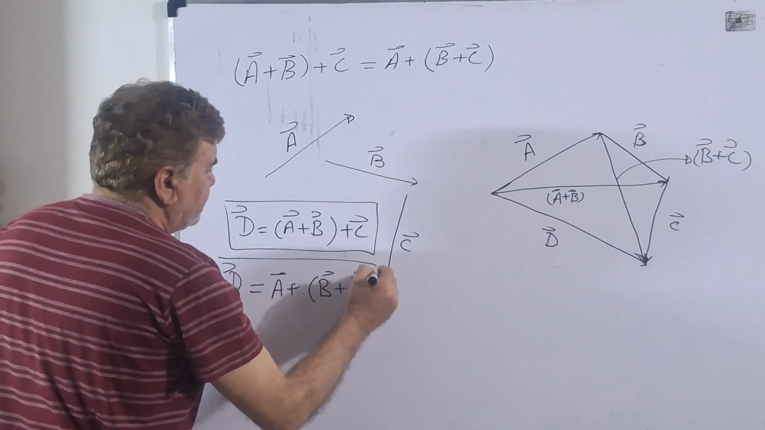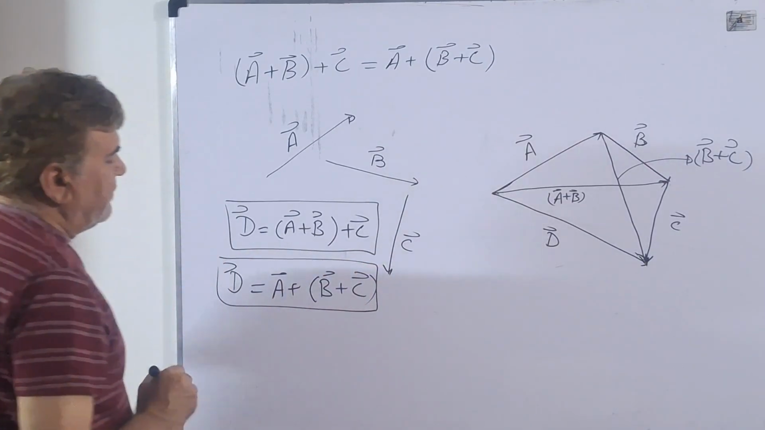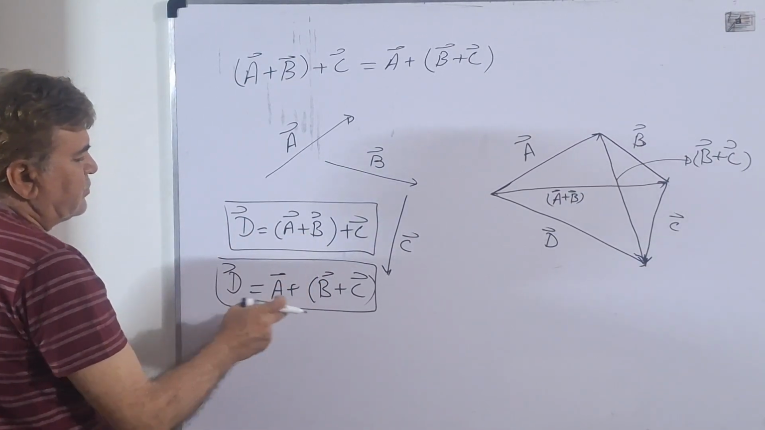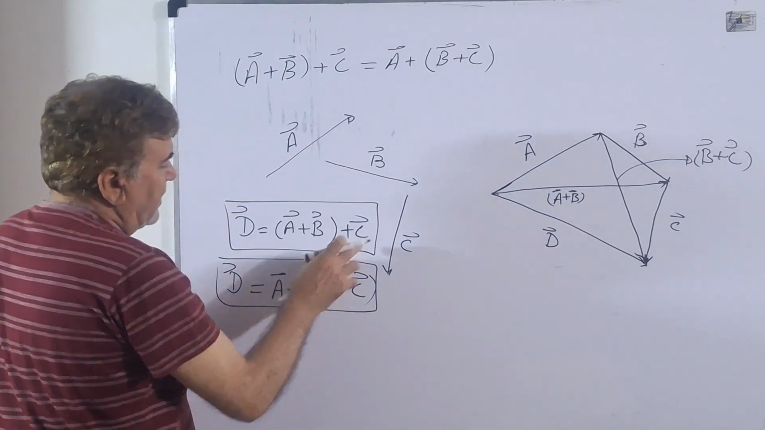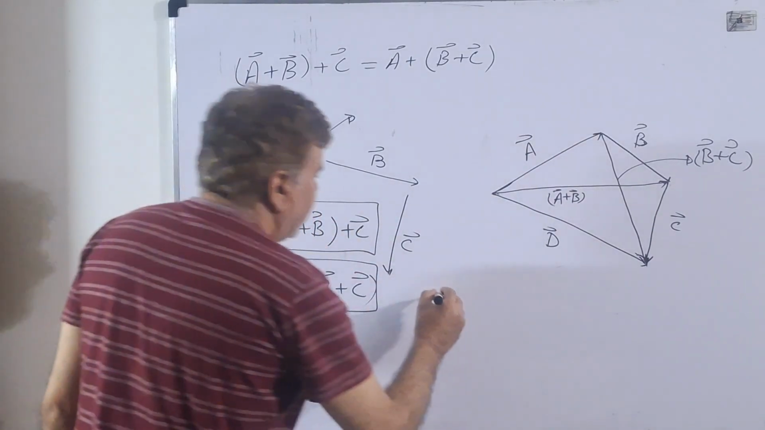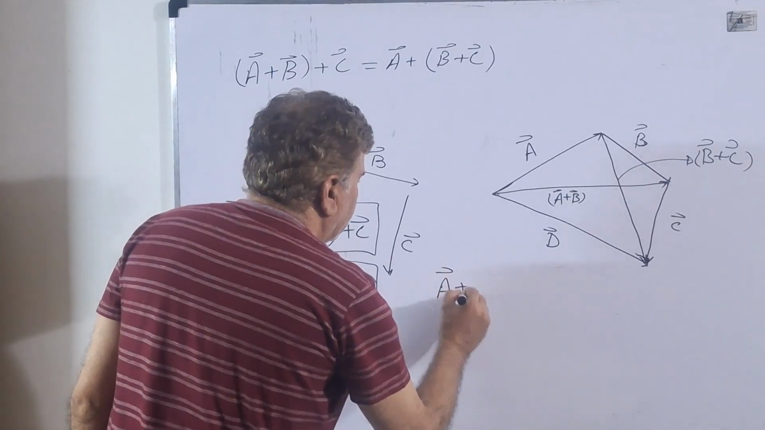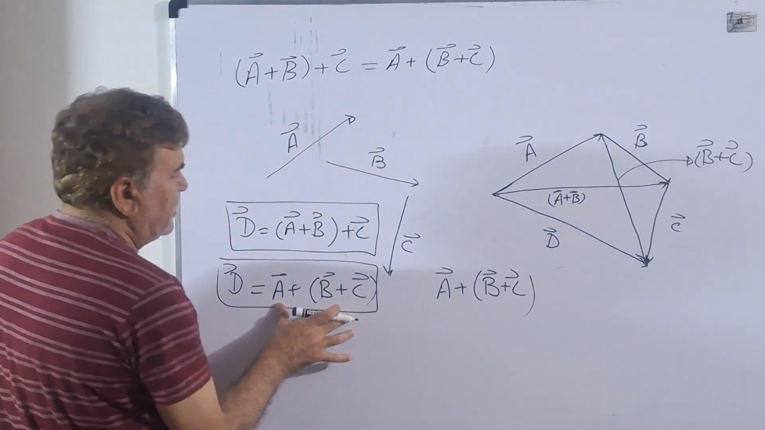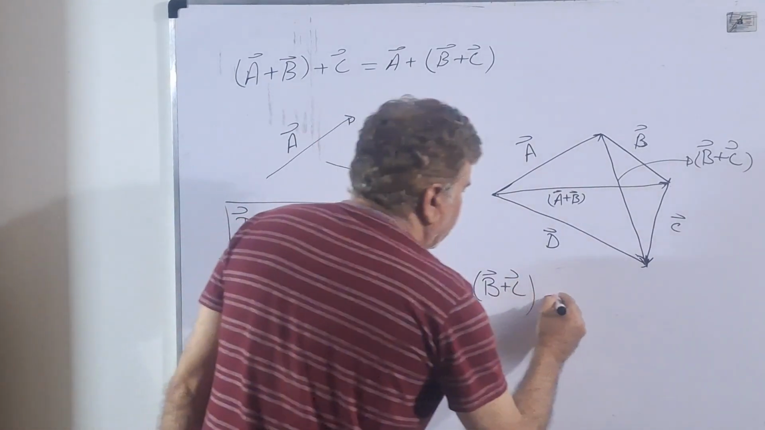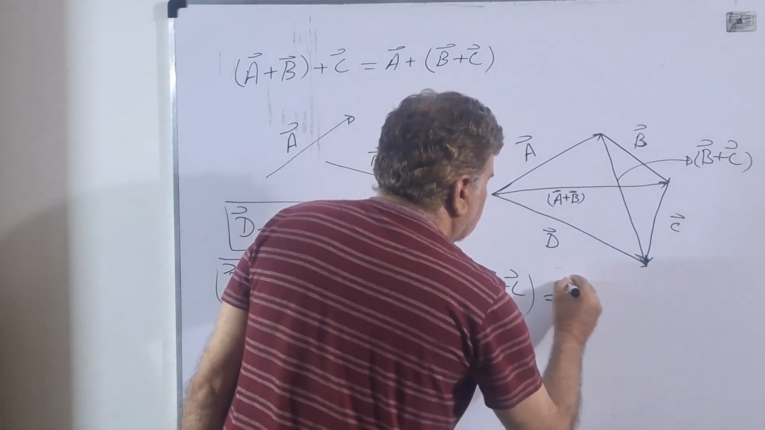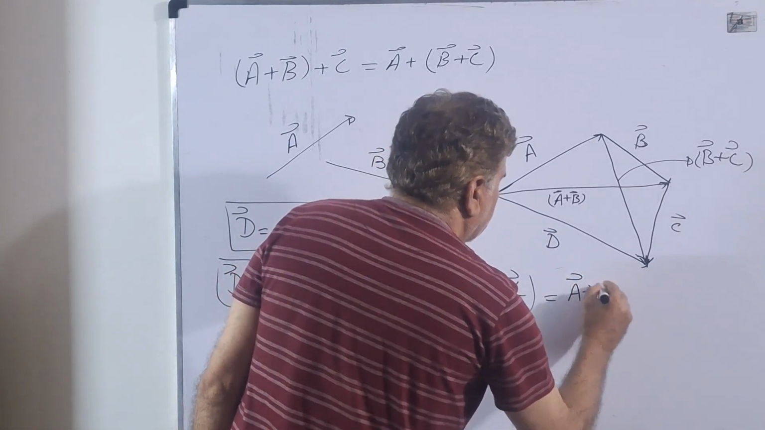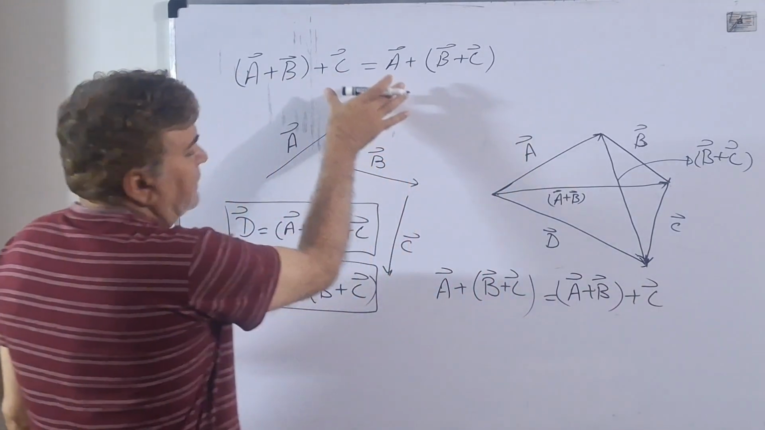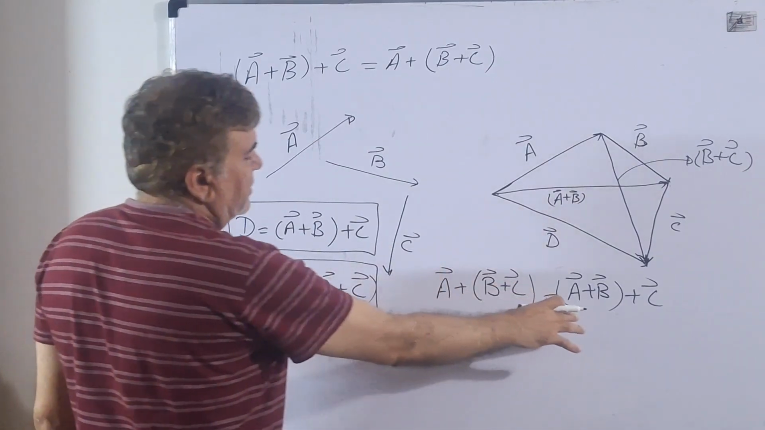Now we have two relations for vector D, and obviously I can compare them with each other. So if I compare the right sides of these two relations, I can write that this one must equal this thing, so I can write A plus B plus C, which is this one relation, although written in inverted form.